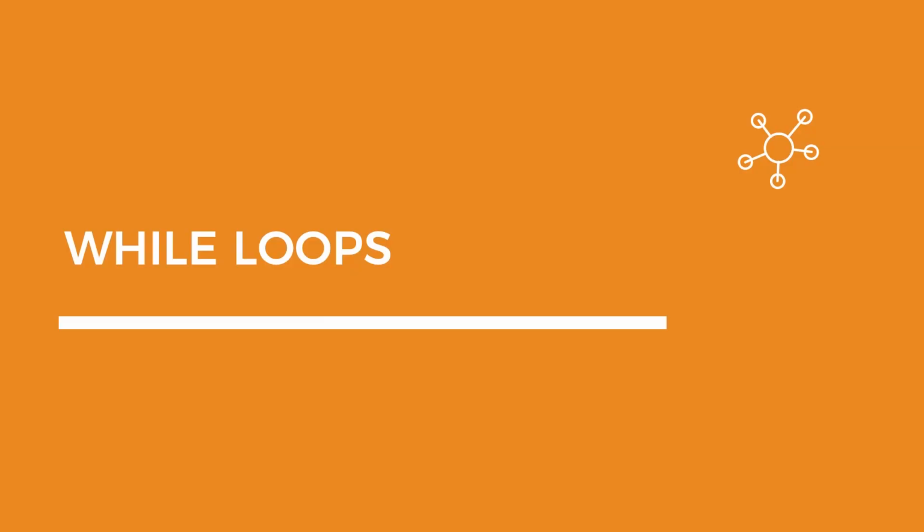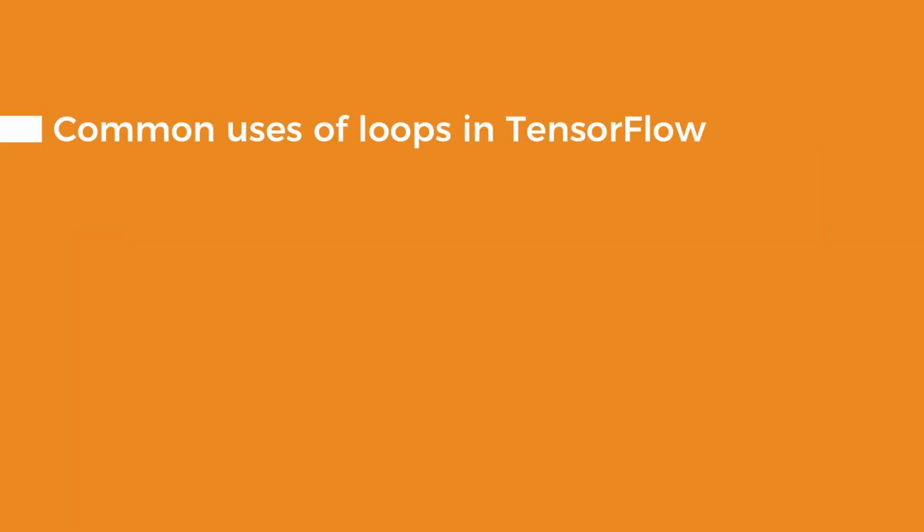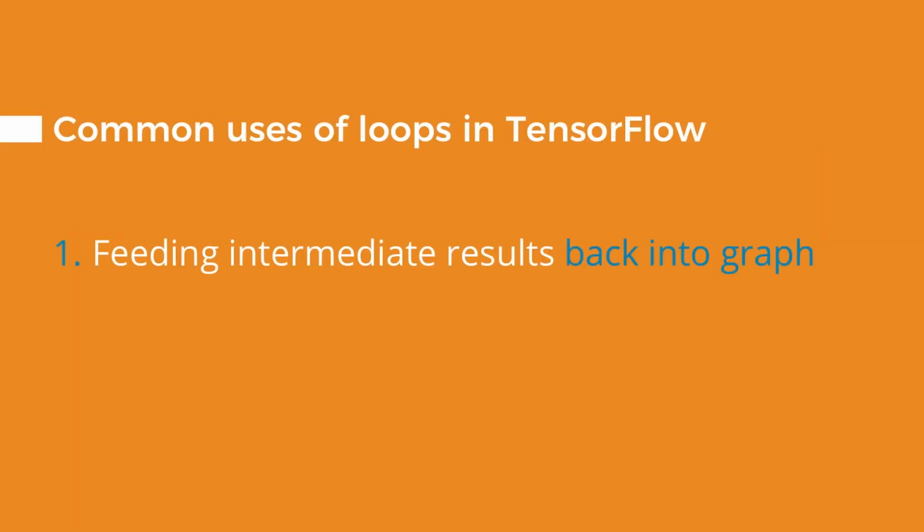So that's conditionals. So now let's finish up with some while loops. Common uses of while loops in TensorFlow are feeding intermediate results back into your graph, so RNN sorts of things, or unrolling a loop of operations.